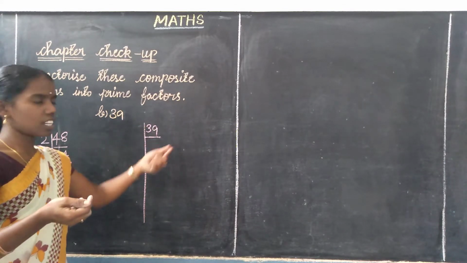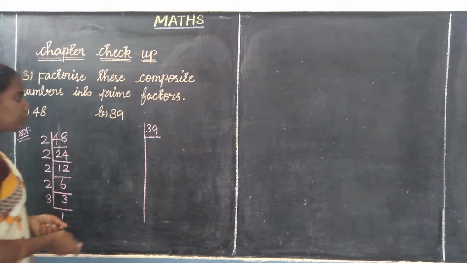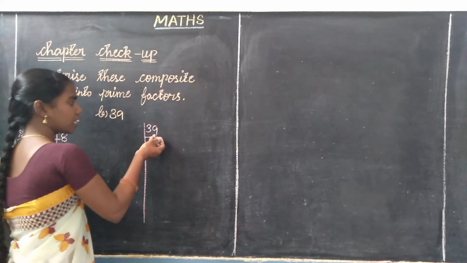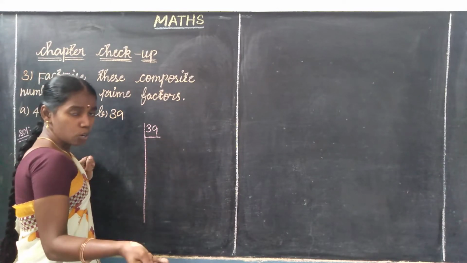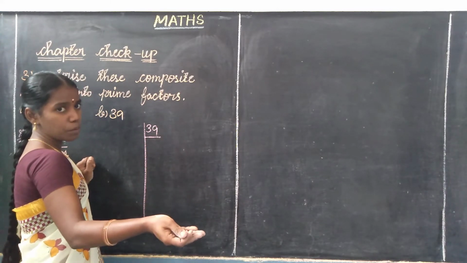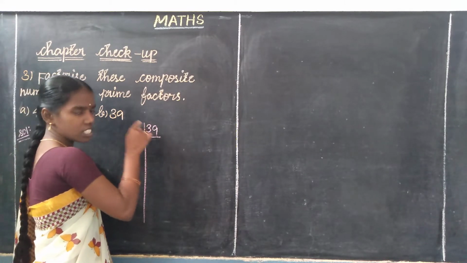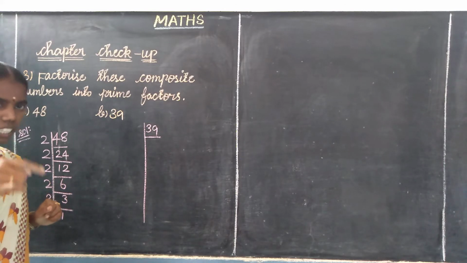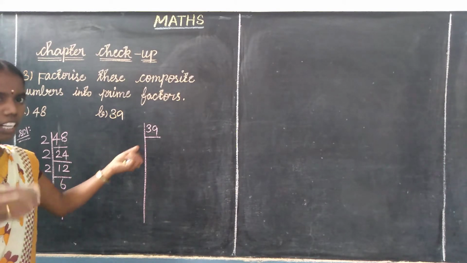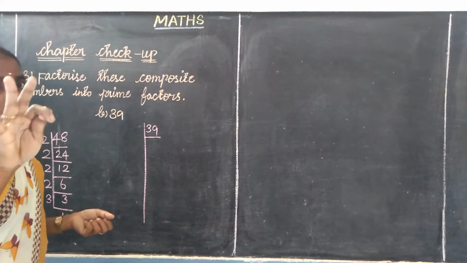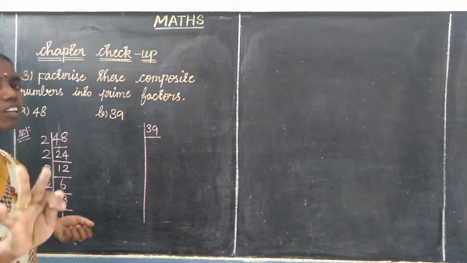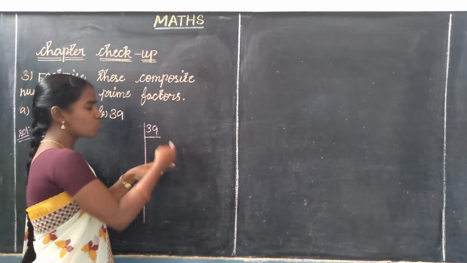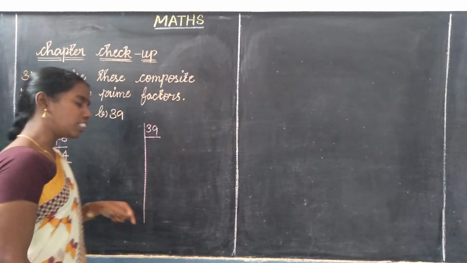Next, 3. Is it divisible by 3? By the rule of 3, the sum of the digits must be divisible by 3. The first digit 3 plus the second digit 9 is 12. The 3 table: 4 3's are 12. So the sum of the digits is divisible by 3, and this is also divisible by 3.